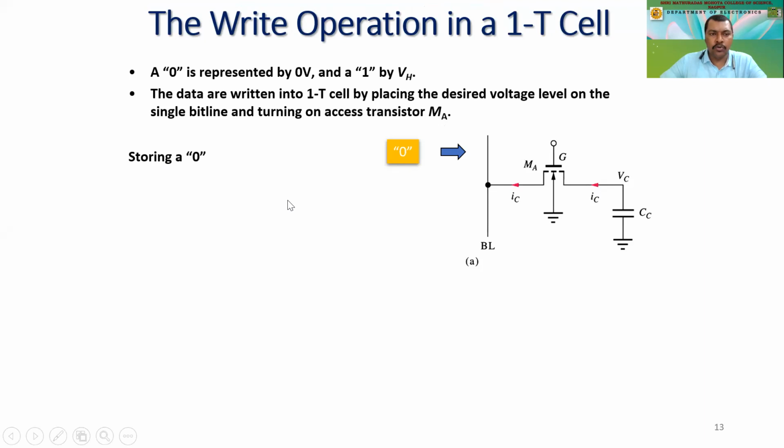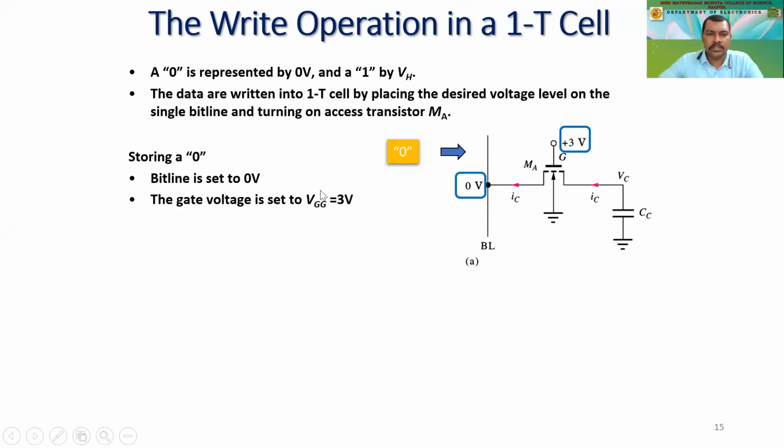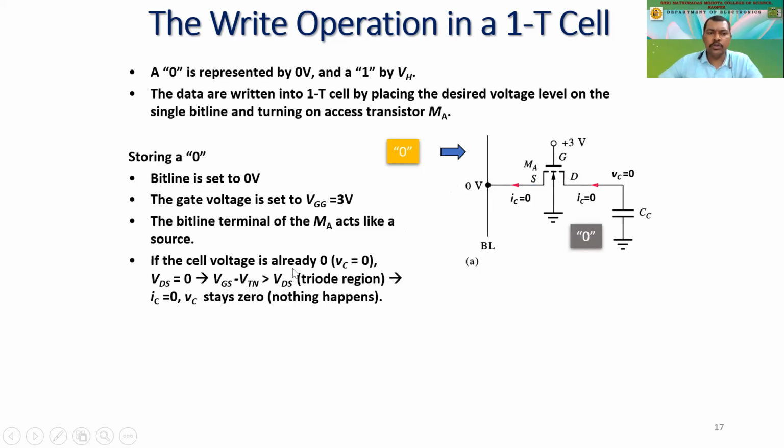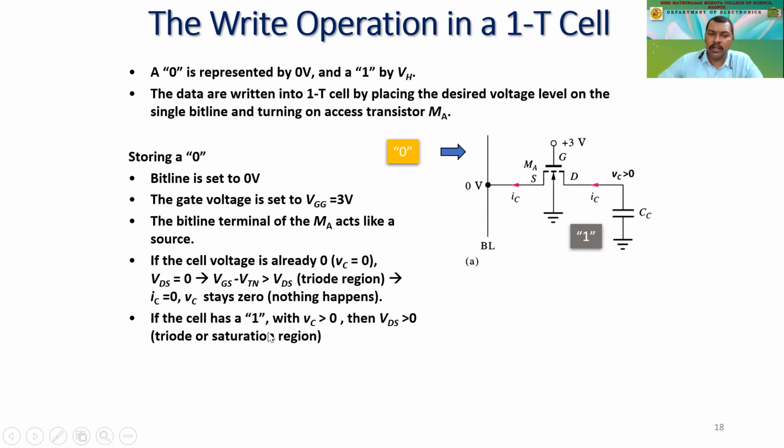Storing a 0 in the 1T cell: the bit line is set to 0, and as soon as it is set to 0, the gate voltage is set to VGG plus 3 volts over here, and the bit line terminal of MA acts like a source. So now this terminal will be acting as a source, and if the cell voltage is already 0 volt, that is VC equal to 0, then there will be no change, and nothing happens, right? If the cell has 1 with VC greater than 0, then VDS will be greater than 0.